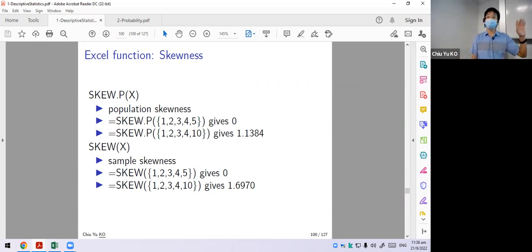You will notice SKEW.P and SKEW should not be very different when n is big. The adjustment is the square root of n times n minus 1, over n minus 2. That would be very small when n is big, so it shouldn't be an issue. It doesn't really matter which one you use, but you can see that with 5 data points, it can lead to a very different result. Okay.